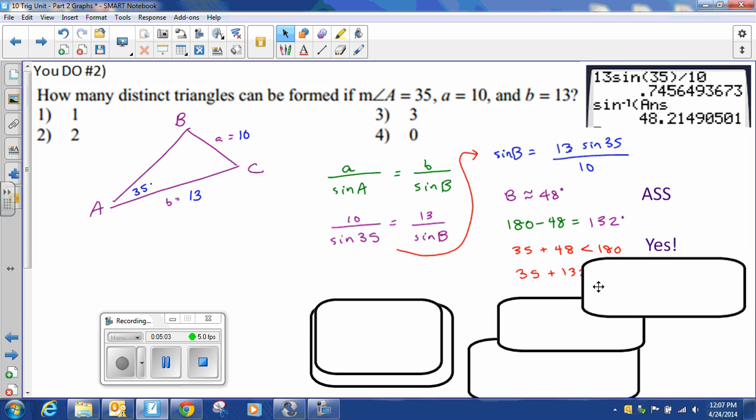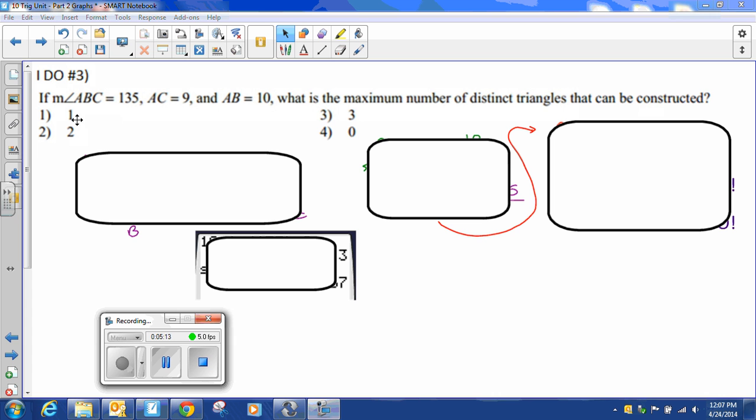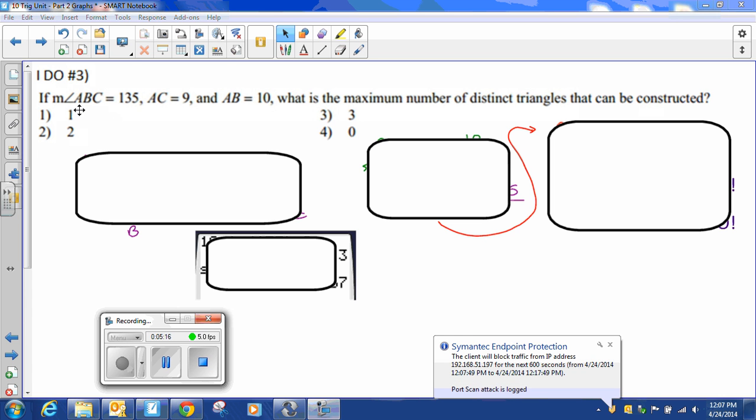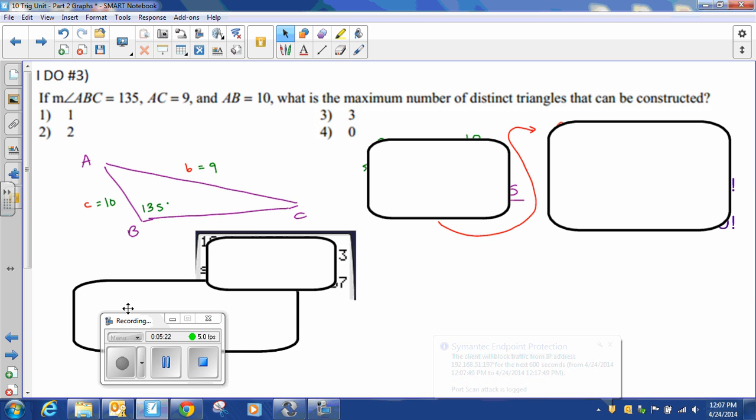Yes, that works. And 35 plus 132 is also less than 180. So we have 2 yeses, and 2 yeses means there are 2 distinct triangles. Number 3, here we have an obtuse angle. So let's draw this triangle knowing that one of the angles is obtuse.